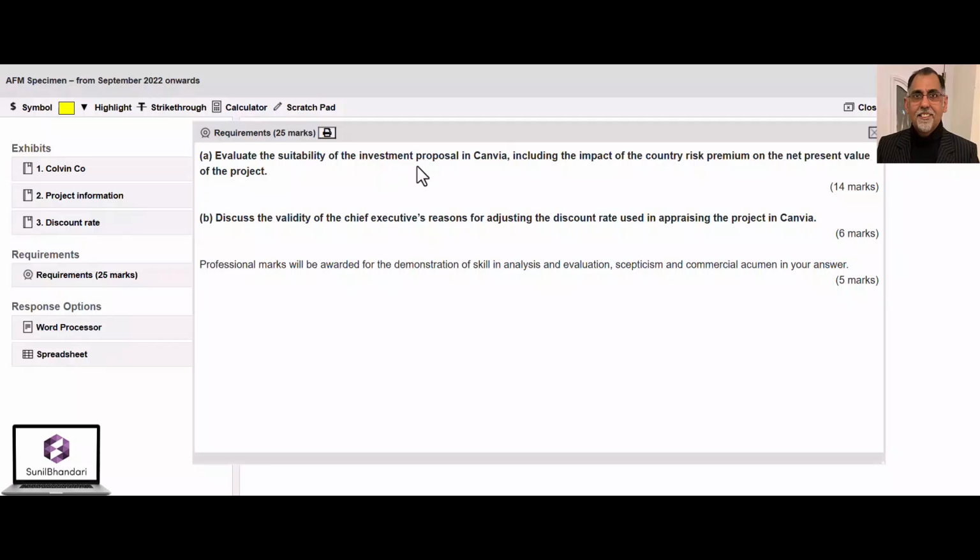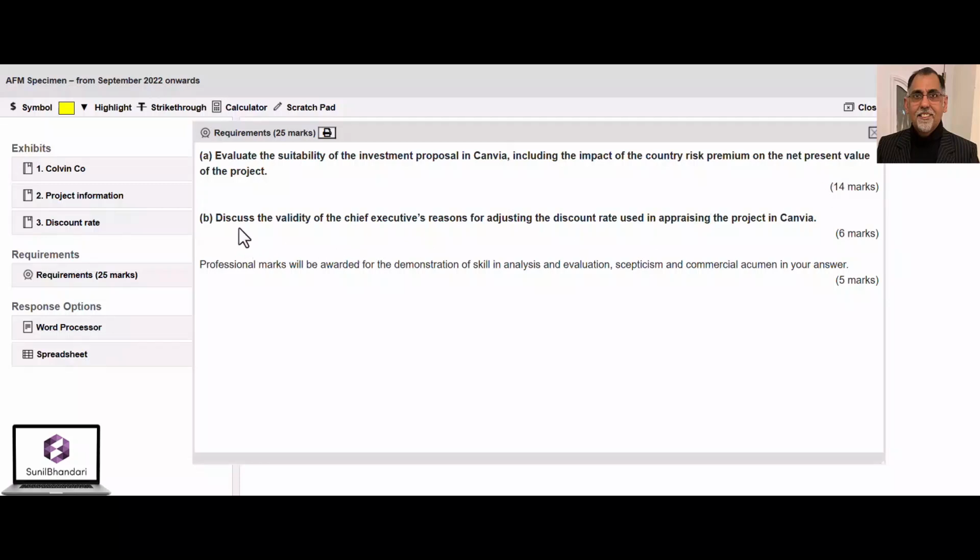Investment sounds very much like project appraisal, including the impact of country risk premium on net present value. Country risk premium would indicate to me that this is an FX NPV question. And just from the requirements, Cambia looks like it's going to be the foreign country here. So I've got evaluate, project appraisal, foreign country, country risk premium. I'm not sure about that yet and will have to come to it when I read it, but it's definitely an NPV.